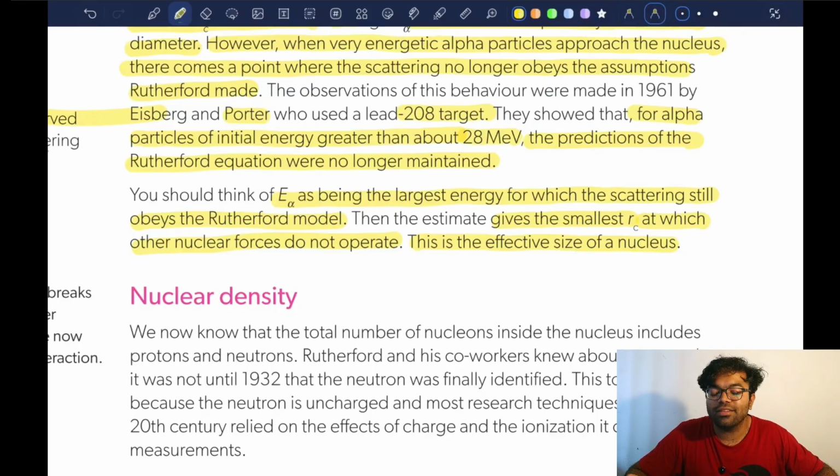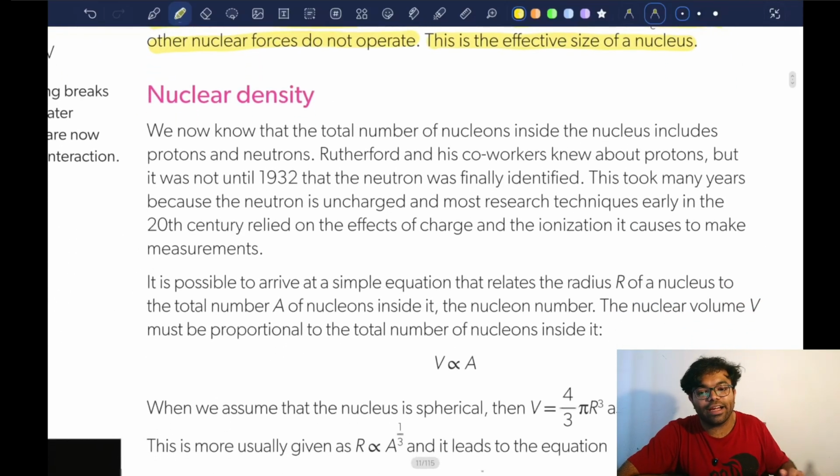So what is the actual diameter of the nucleus? It is equal to the distance of closest approach when an alpha particle with a large kinetic energy is still able to obey Rutherford's laws. If Rutherford's laws start failing, then you are very close to the nucleus, and therefore that won't be considered as the nuclear distance. Clear? Now next, the nuclear density.